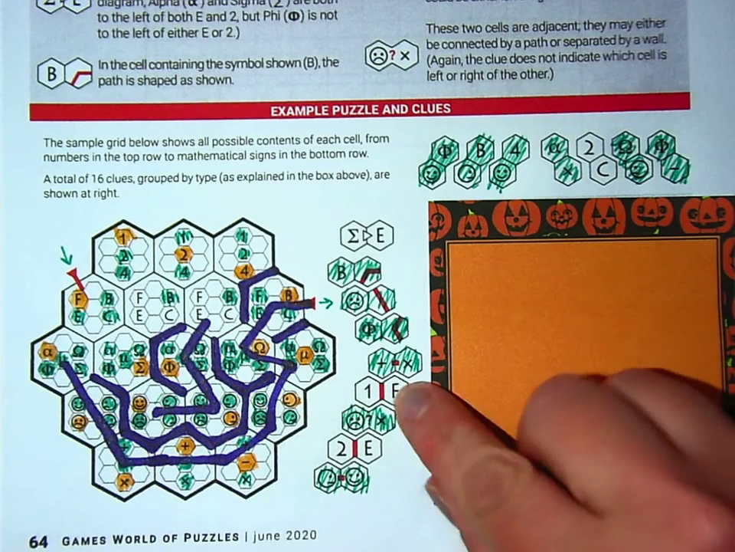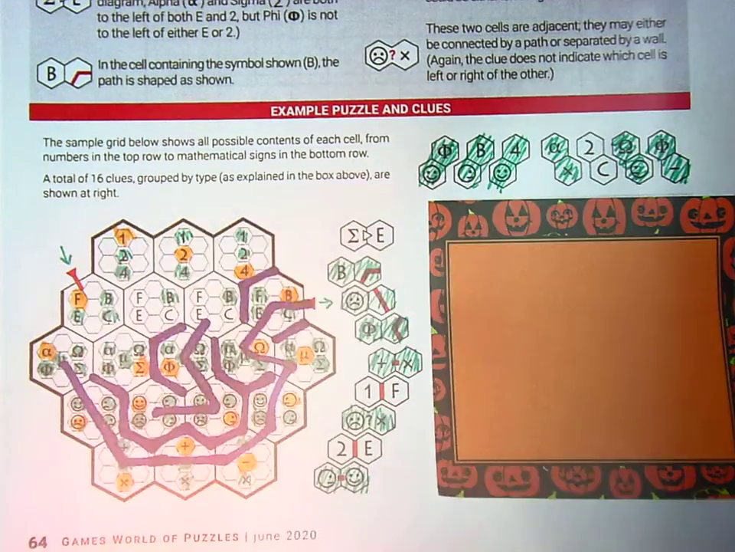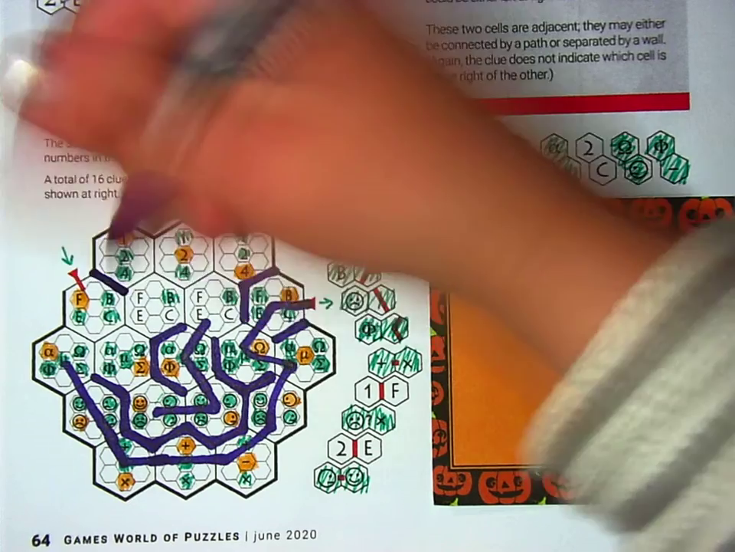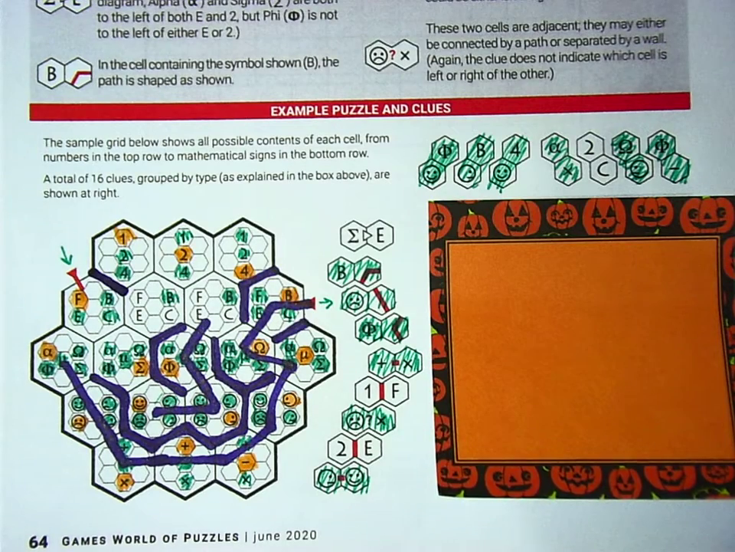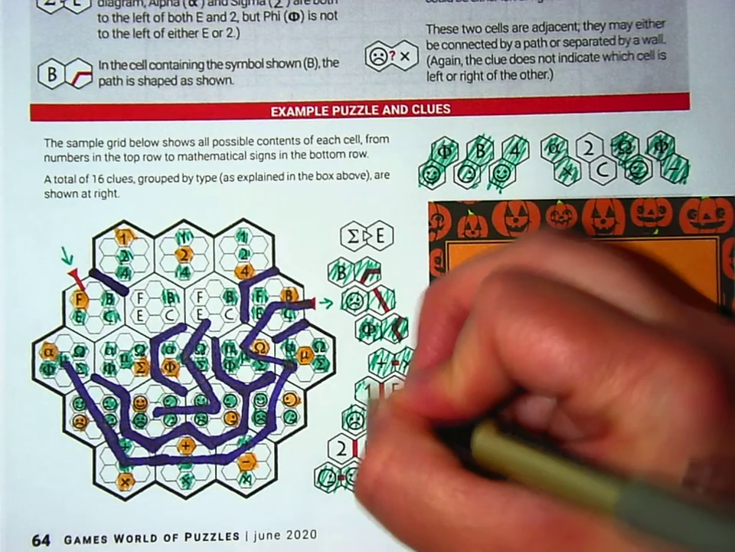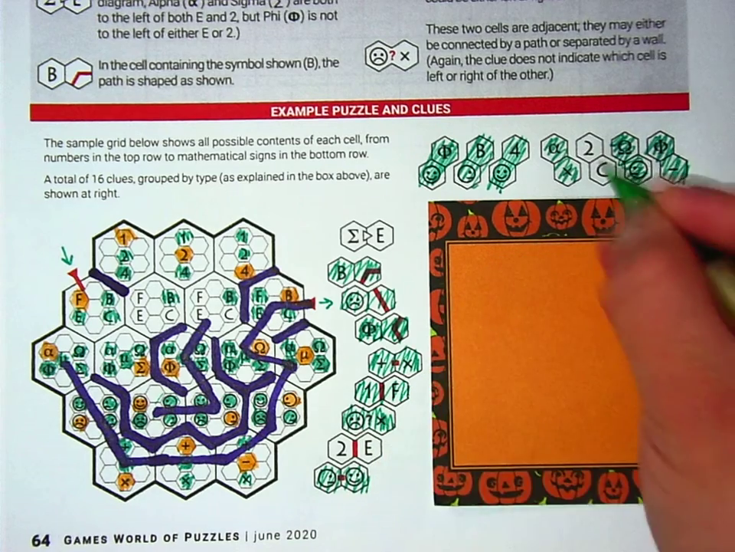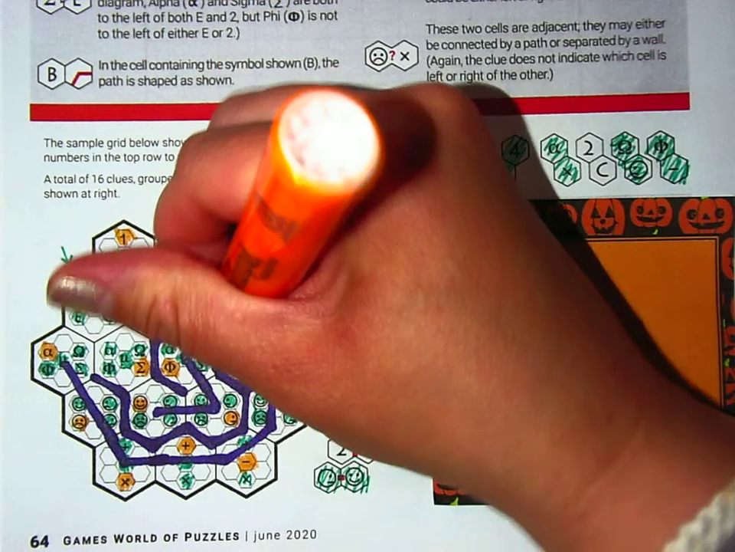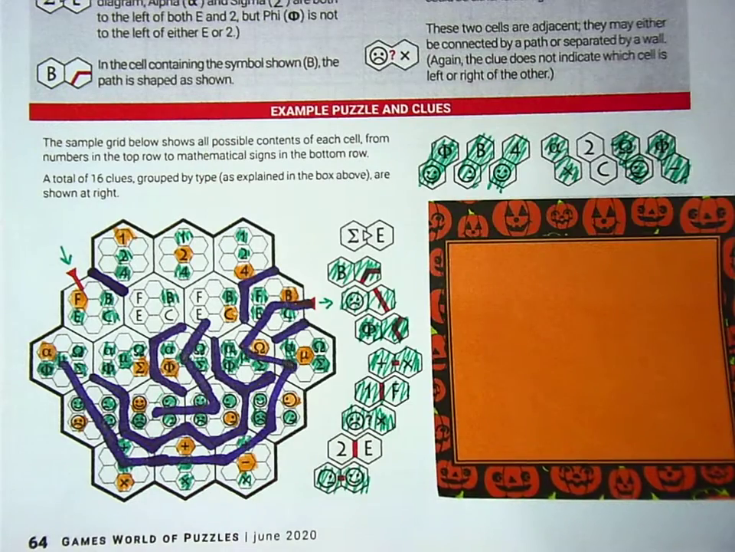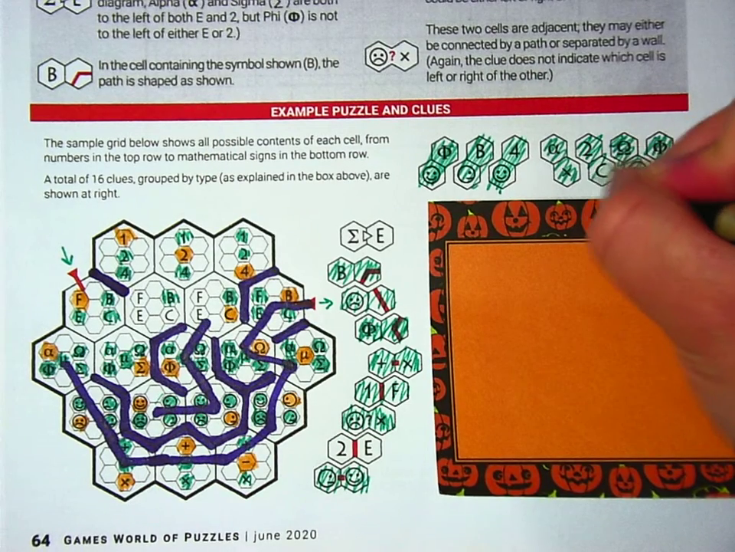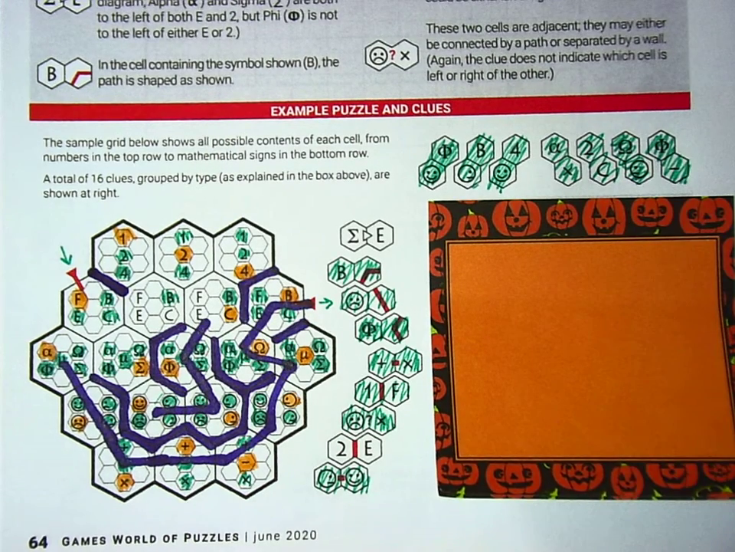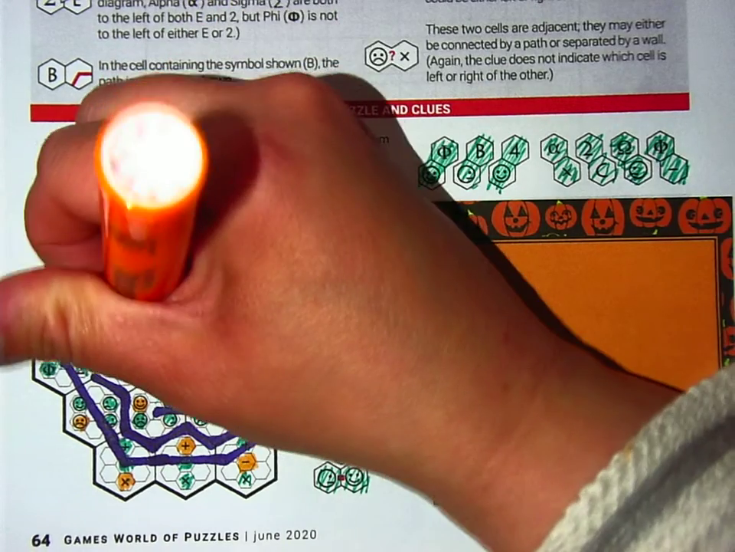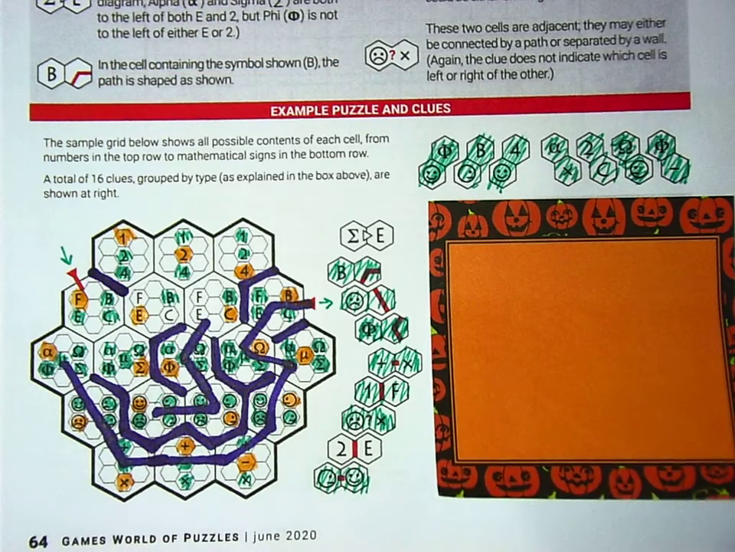And I know that 1 and F have a line between them. Like that, a wall between them. I also know that 2 and C are in the same line right there. In that same diagonal slant, which leaves only E for this last spot right there.